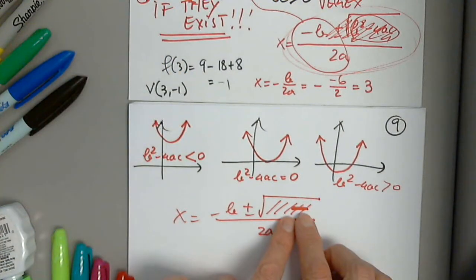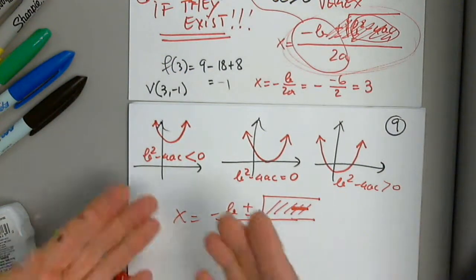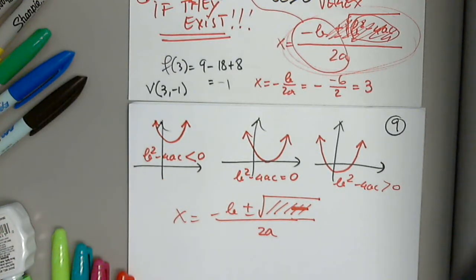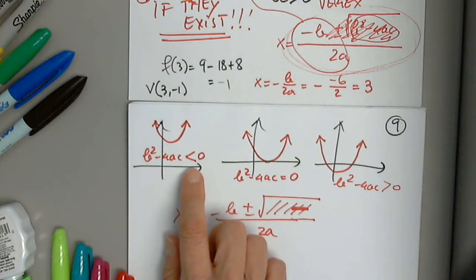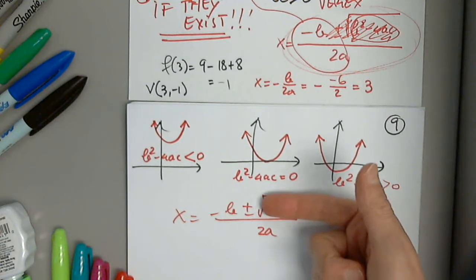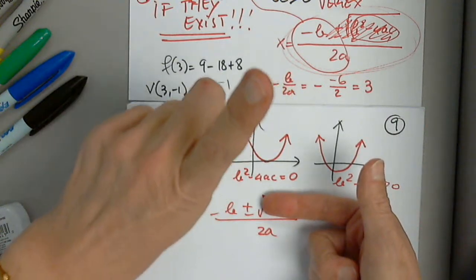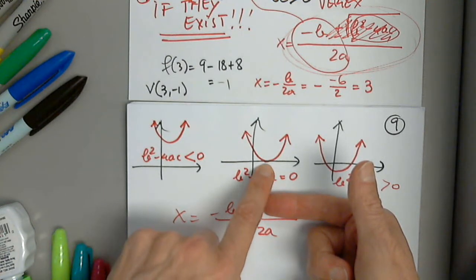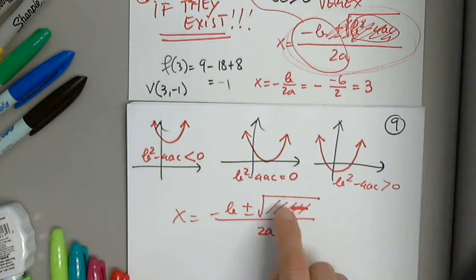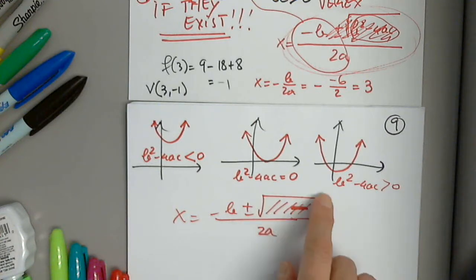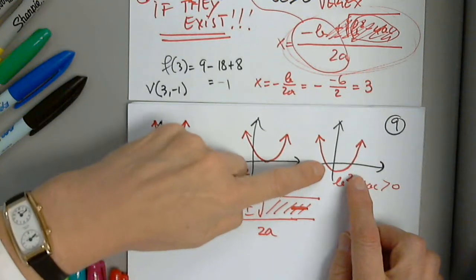So if this is a negative number, I will never be able to determine solutions, which must be this case. The function is way above the x-axis, does not touch the x-axis, there are no x-intercepts, because these numbers will be imaginary. Now, if this is 0, I only get one option, but they are the same. I only get negative b over 2a, so this is the case. Now, if this is a positive number, I will be able to get two distinct solutions. One with plus in front, one with minus in front, and this is the square root of 4, which is 2. That's why it's this case.